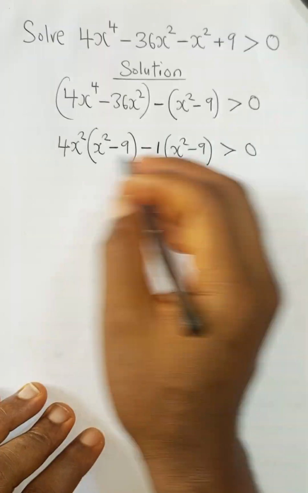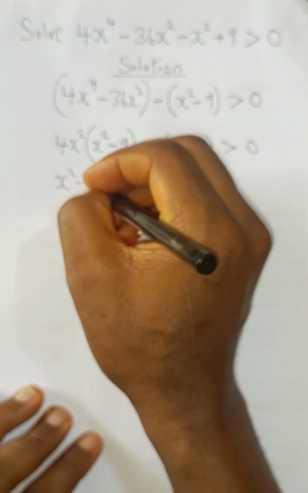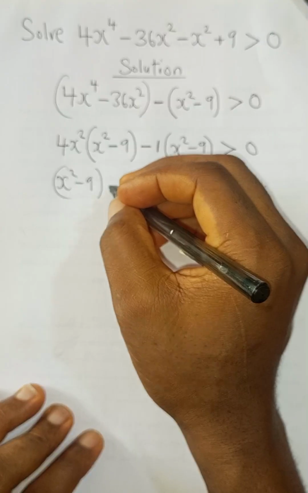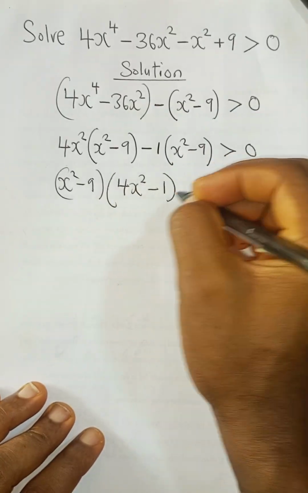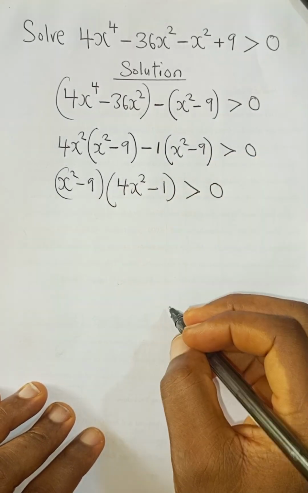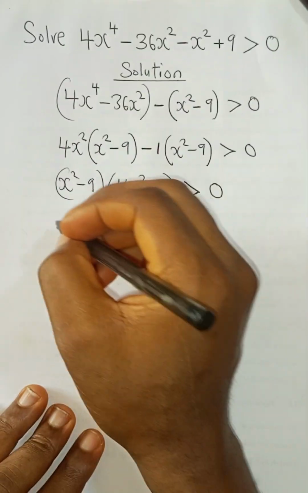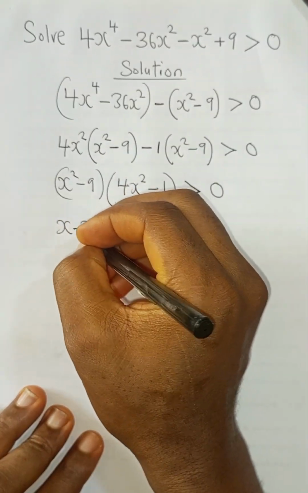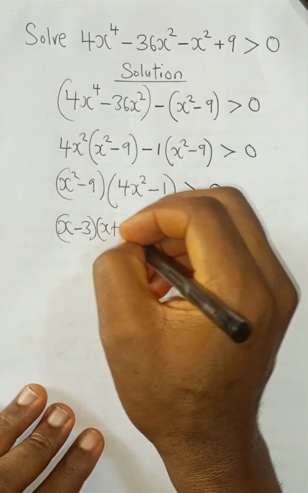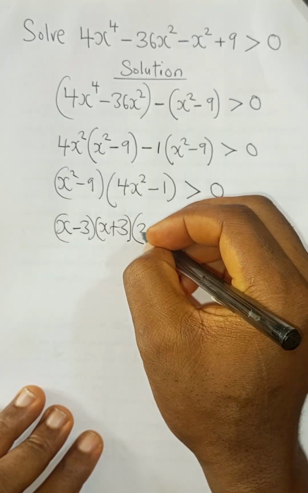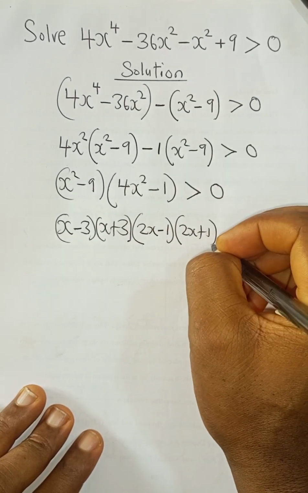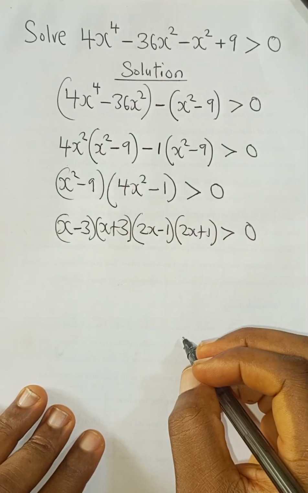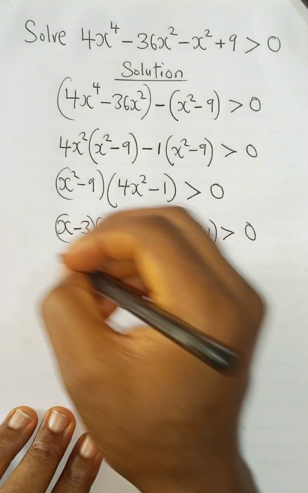What is common in the whole of this? S squared minus 9 is common. And if s squared minus 9 is out, what will remain? It will remain 4s squared minus 1 is greater than 0. Of course, these are difference of 2 squares. So this is s minus 3 times s plus 3 times 2s minus 1 times 2s plus 1 is greater than 0. Now at this stage, we list the critical values.